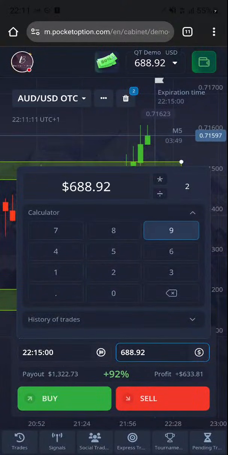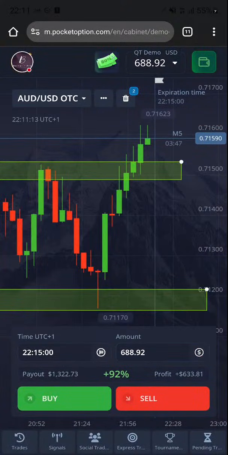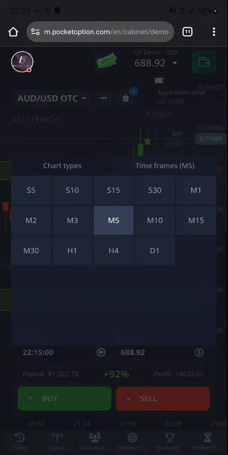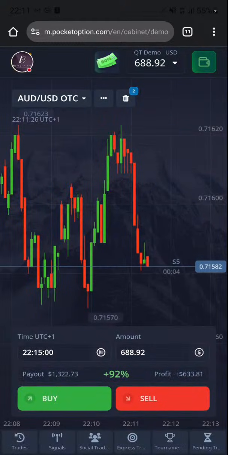Oh my god, I thought we were going to lose this balance. We didn't lose it. Okay. Let's see if we can lose it now. Let me quickly switch this to 5 seconds. We should be able to lose it.